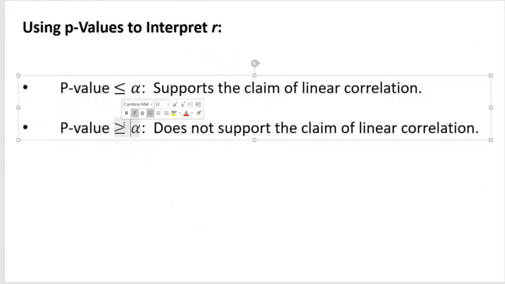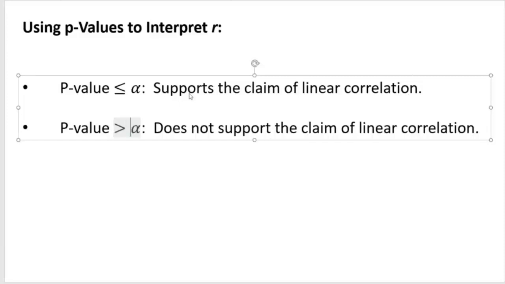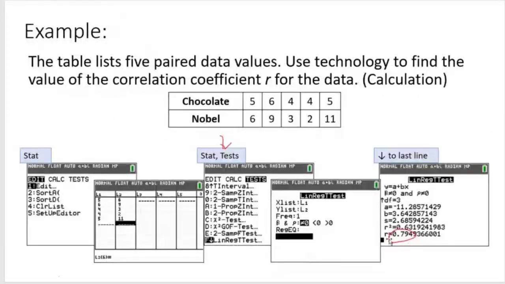Okay, so once again, by the way, this has got the typo on it. It was supposed to be if P is less than or equal to alpha, it supports the claim. If the p-value is greater than alpha, it does not support the claim. Okay, look at our p-value then. On this particular listing, this was our R, but not our p-value.